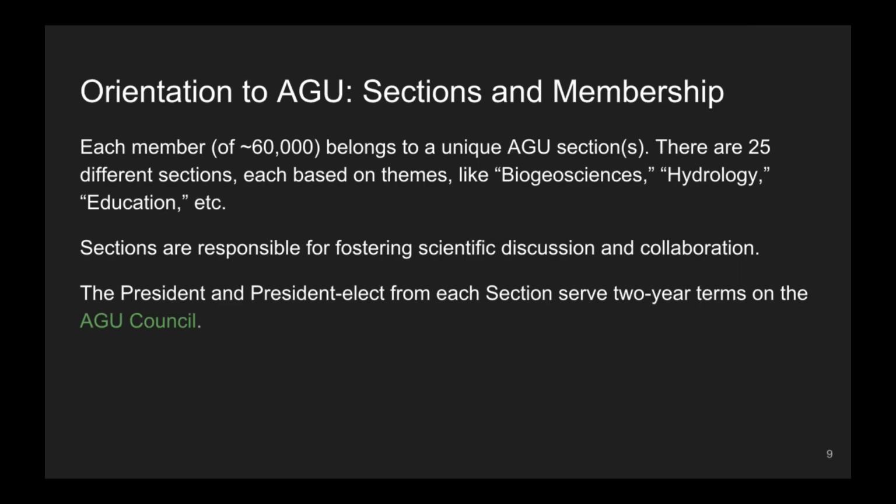So within AGU, each member, of which there are about 60,000, belongs to a unique AGU section or sections. There are 25 different sections, each based on themes such as biogeochemistry, education, hydrology. And these individual sections are responsible for fostering scientific discussion and collaboration. And the president and president-elect from each section serve 2-year terms on the AGU Council, which was that green sphere or cog in the previous 2 slides.